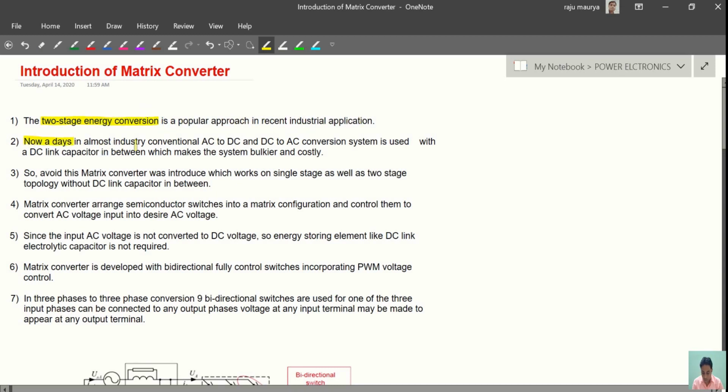Since two-stage energy conversion is a popular approach in recent industrial applications, nowadays almost all industrial AC to DC and DC to AC conversion systems are used with a DC link capacitor, which makes the system bulkier and costlier. This can be treated as a disadvantage of the above system.